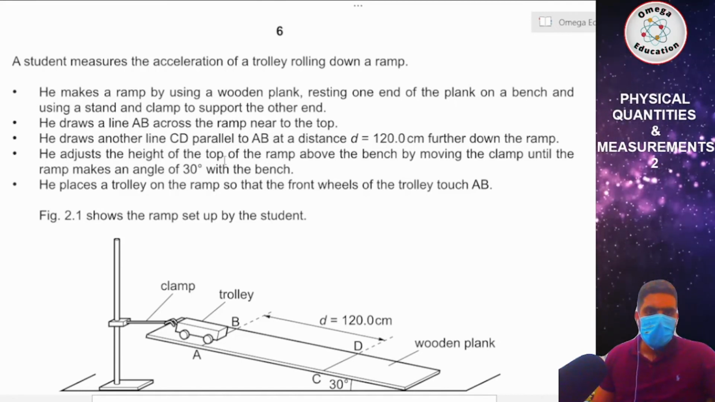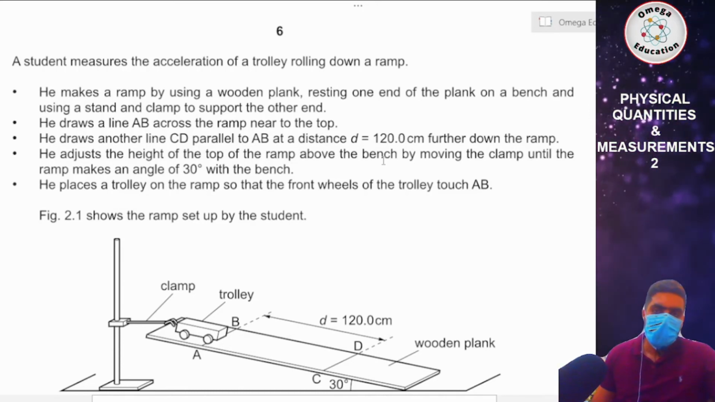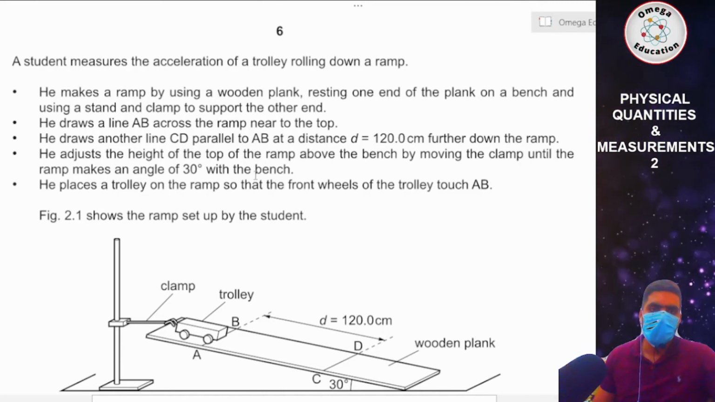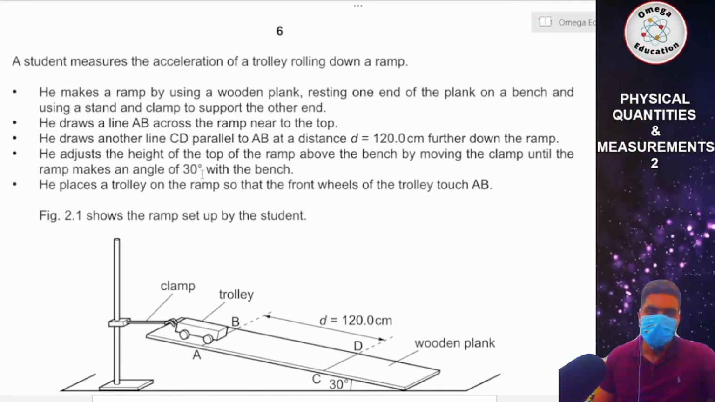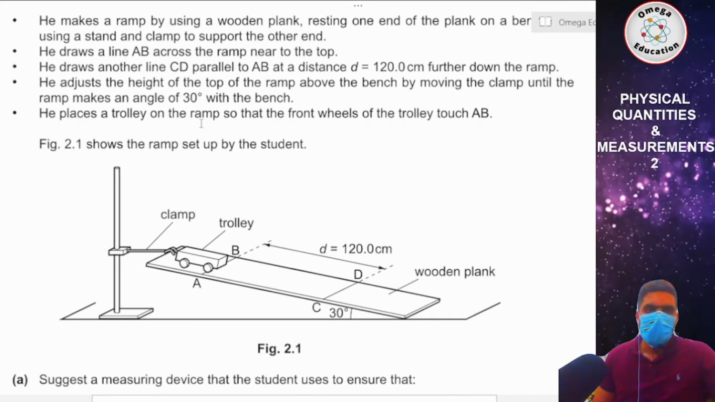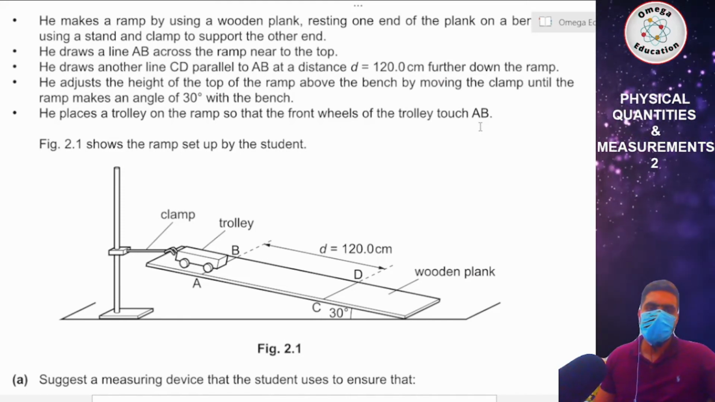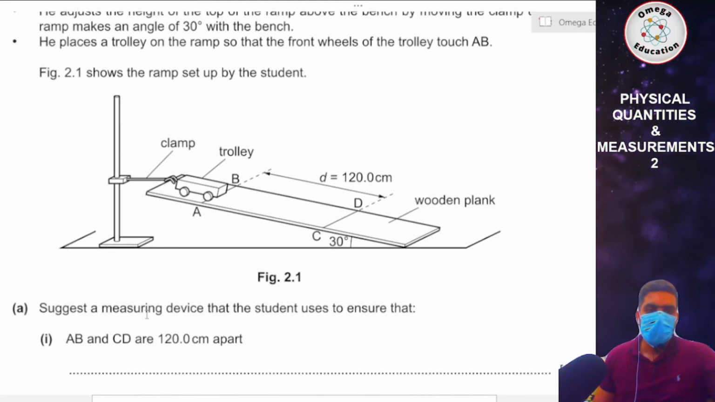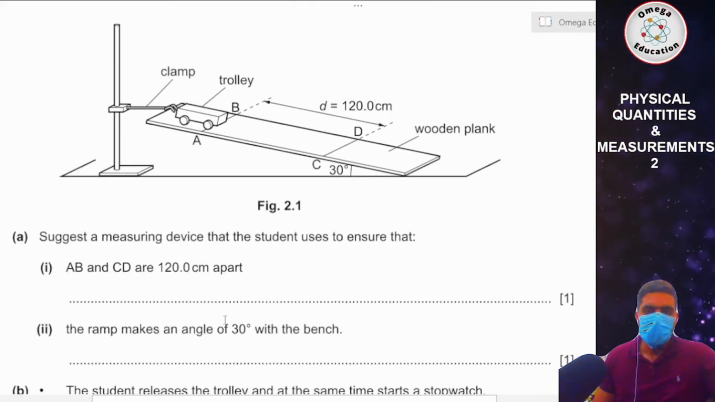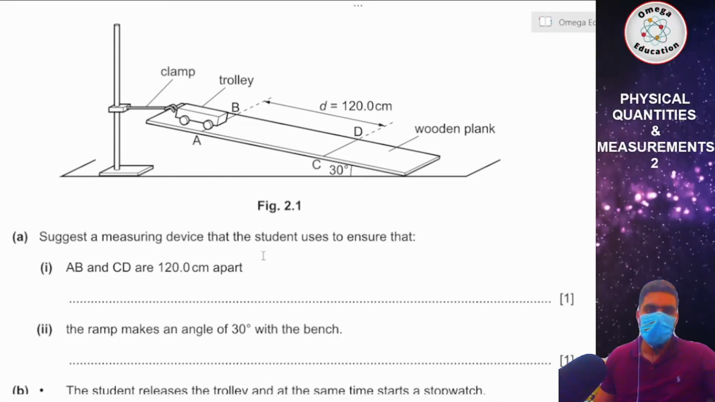He adjusts the height of the top of the ramp above the bench by moving the clamp until the ramp makes an angle theta, which is 30 degrees, with the bench. He places a trolley on the ramp so that the front wheels of the trolley touch AB. All right, state the name of the device that the student uses to ensure AB and CD are 120 centimeters apart.